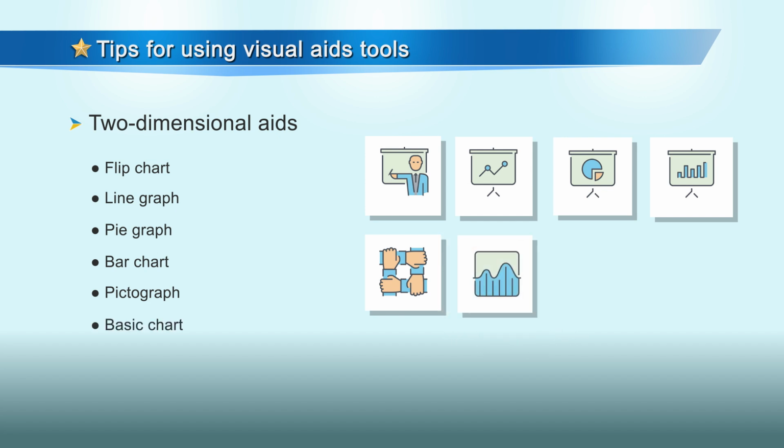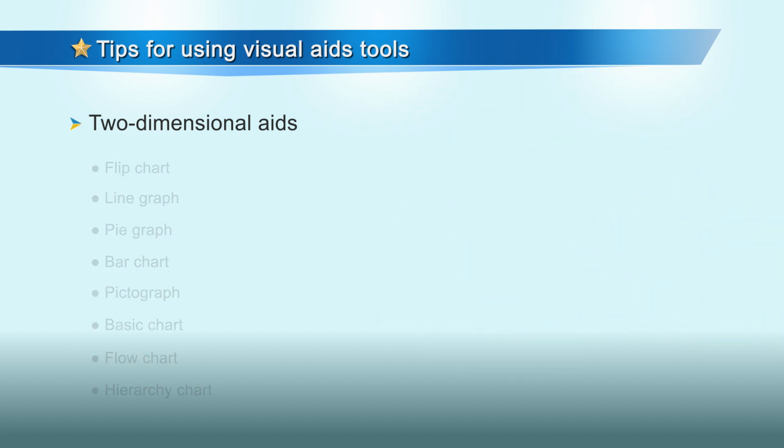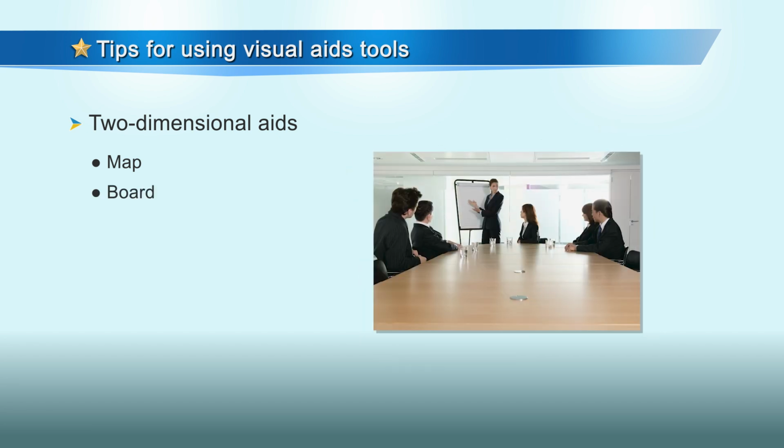Basic chart is direct and easy to follow. Flow chart, sequential relationships. Hierarchy chart, structural relationships. Map, spatial relationships. Boards, chalkboards or whiteboards, they have some interactivity.